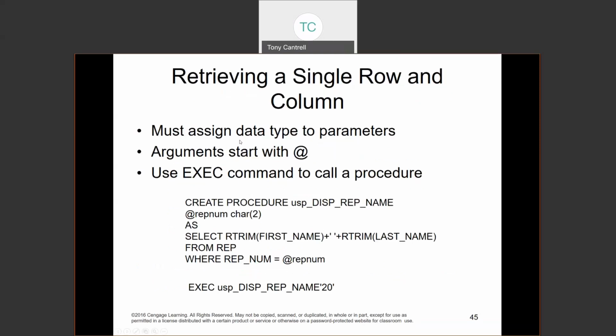Here's the difference to what we did earlier. You have to assign a data type. Remember last time we used that parameter that automatically did the data type? And in arguments, you have to start them with the @ symbol. So here's the example. You got the same name, but there's the argument. There's the data type. The rest of them work pretty much the same.